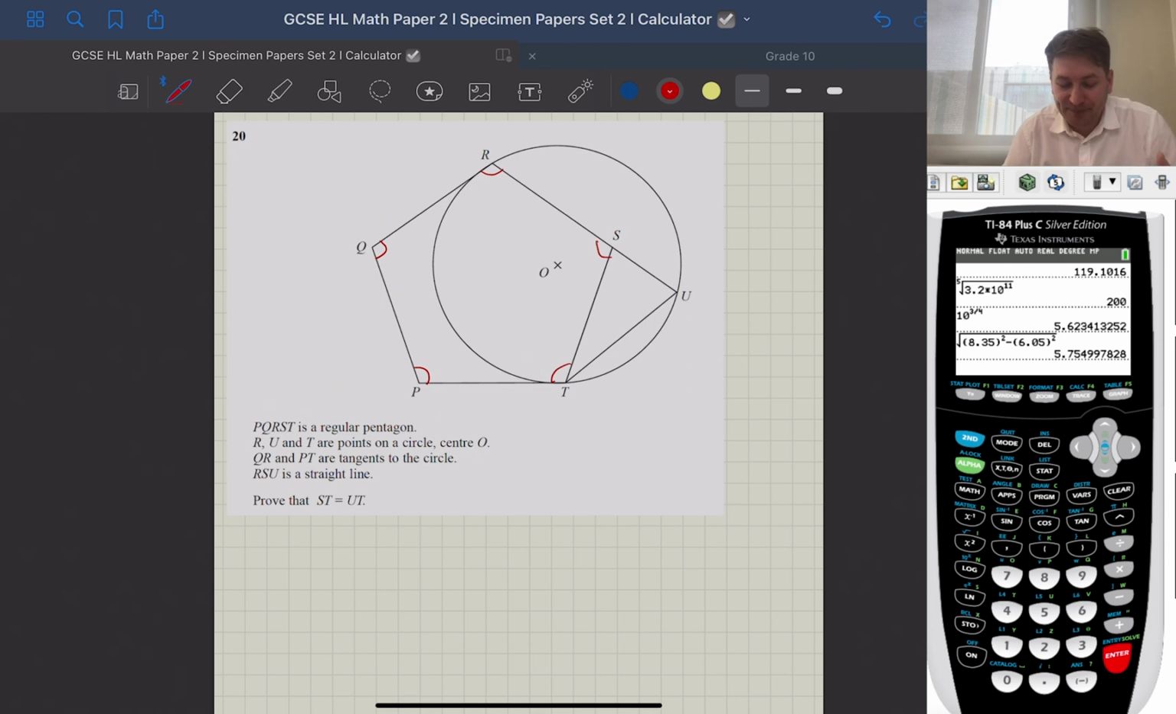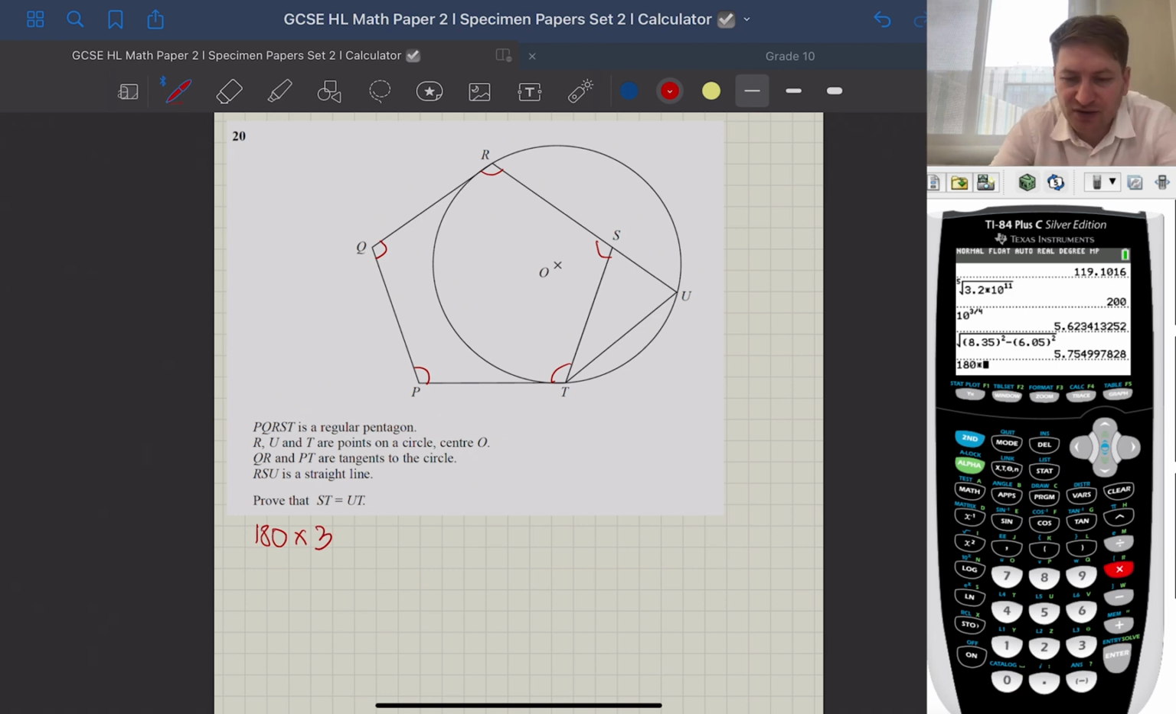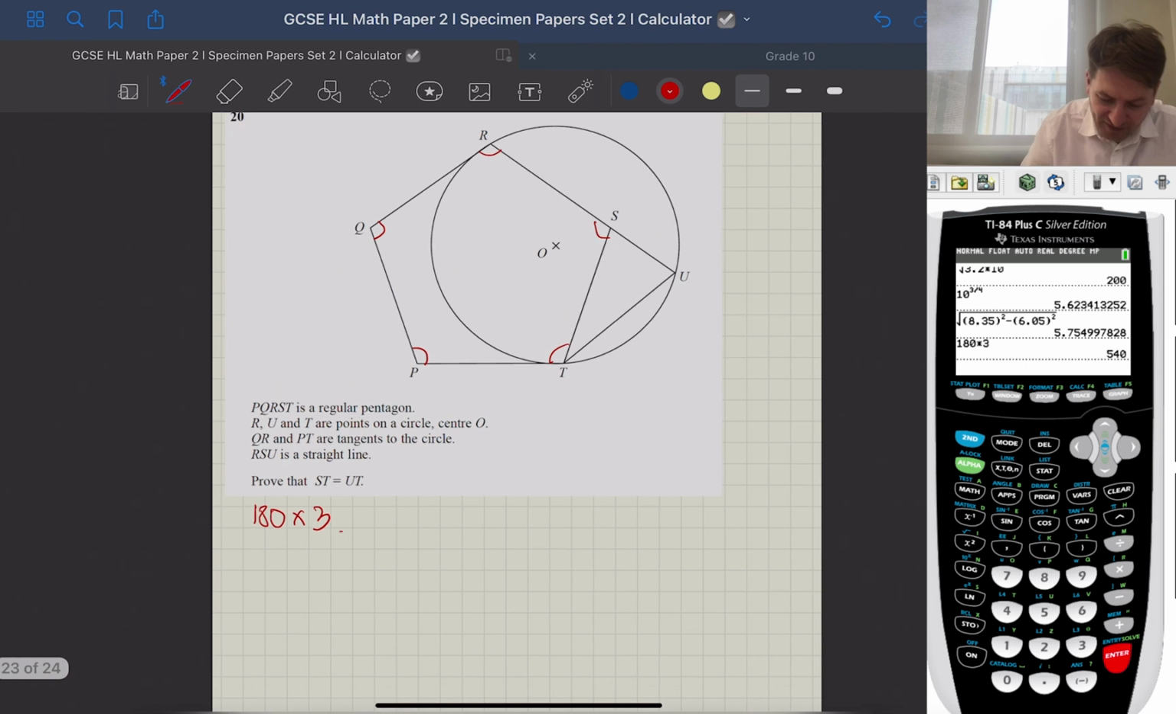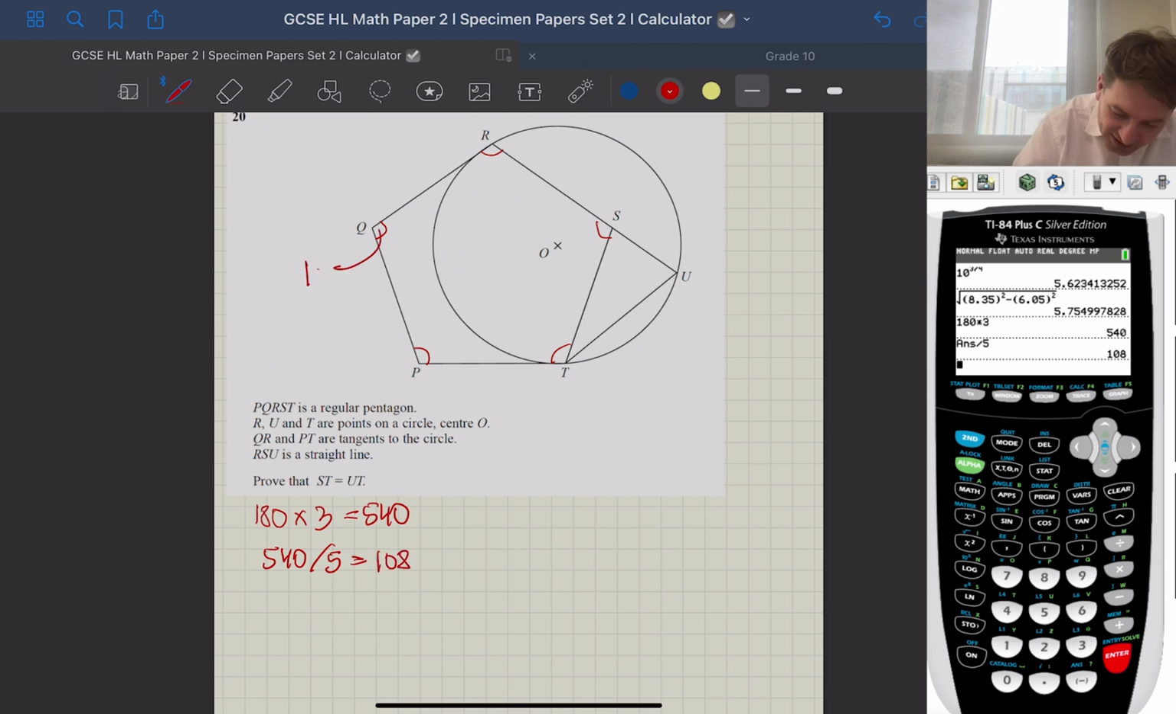In the pentagon, there's 5 sides, which means there's 3 triangles, and each triangle is 180. So 180 times 3 obviously gives me 540. And if I divide 540 by 5, I am going to get 108. So this angle is 108, and this angle is 108. Every angle there at T, at S, at R is 108.